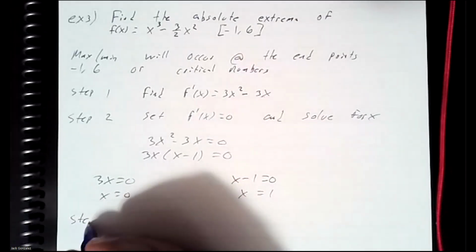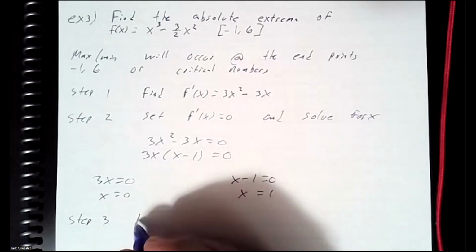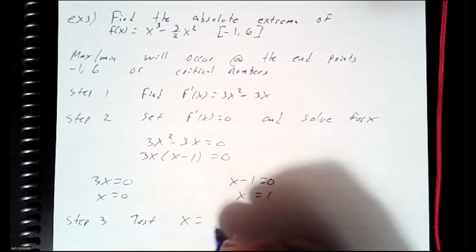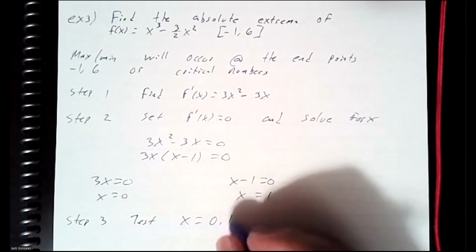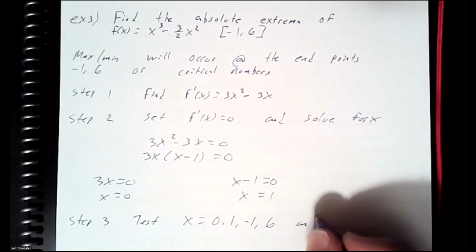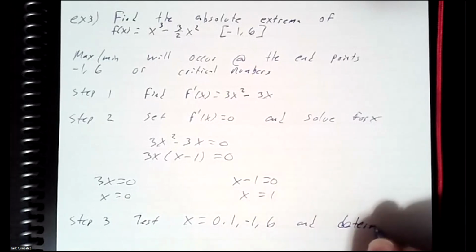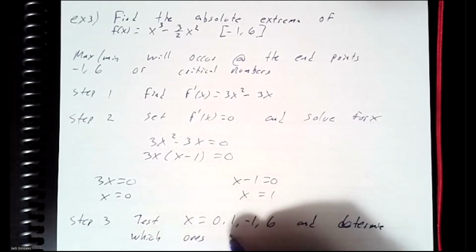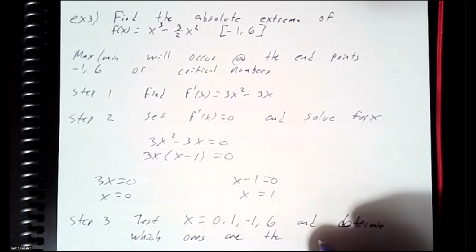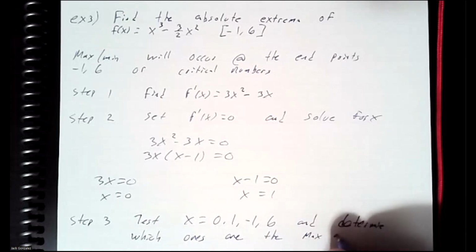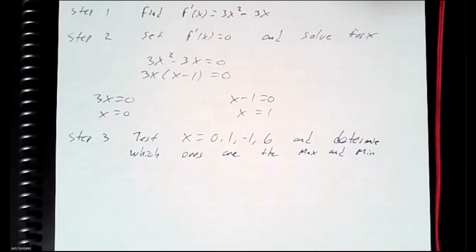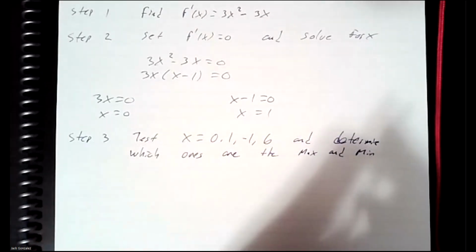So now we do the testing. Test x equal to 0, 1, -1, and 6, and determine which ones are the max and min. So basically, what is the biggest one and the smallest one? That's all you got to do. But you got to plug them into the original though.